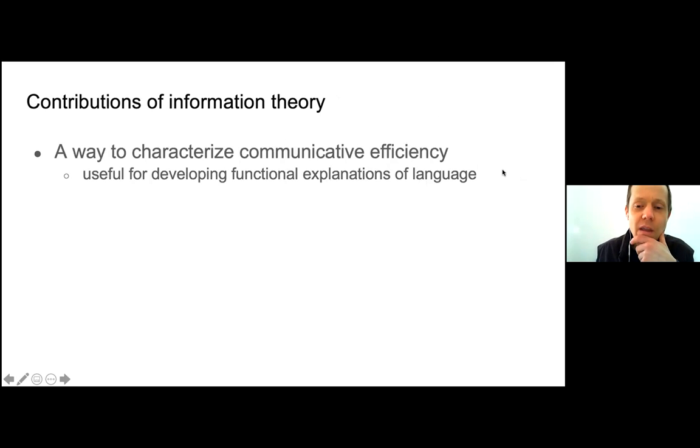The contribution that I think we've emphasized most is that information theory gives you a way to characterize communicative efficiency, and this is useful for developing functional explanations of language. It allows you to say, well, that aspect of language looks the way it does because that's what language needs to be like in order to achieve efficient communication.